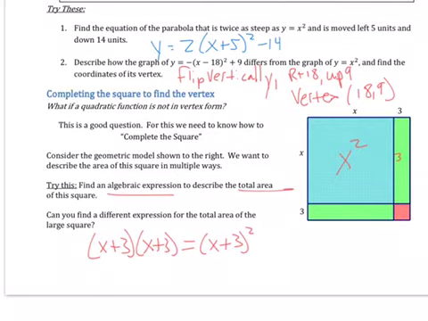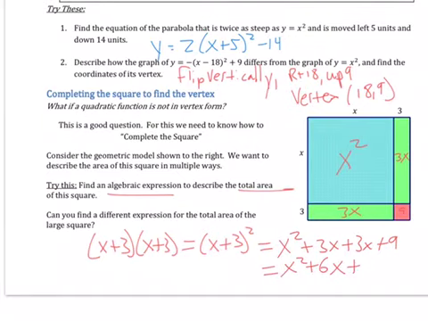Over here, this little sliver is a 3 by x rectangle, so it's 3x. This is also 3 by x, so it has to have an area of 3x. And this little guy over on the right is a 3 by 3 rectangle because of the 3 up here and the 3 over here, so that has an area of 9. So if we take all the pieces, we have x squared plus 3x plus 3x plus 9, and we can simplify that to make it x squared plus 6x plus 9.